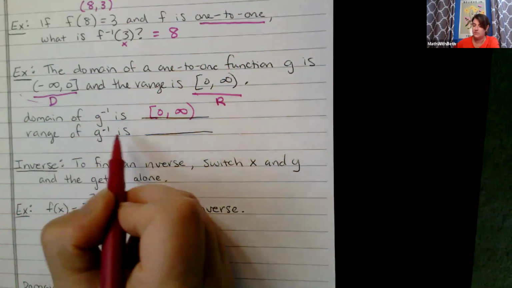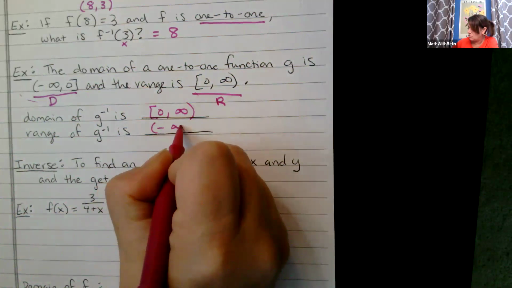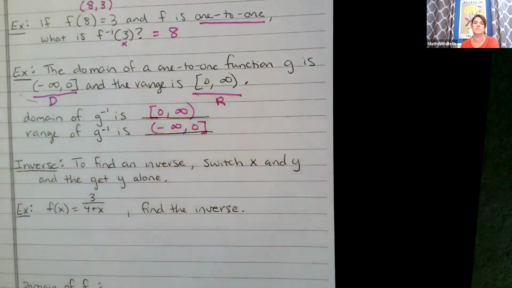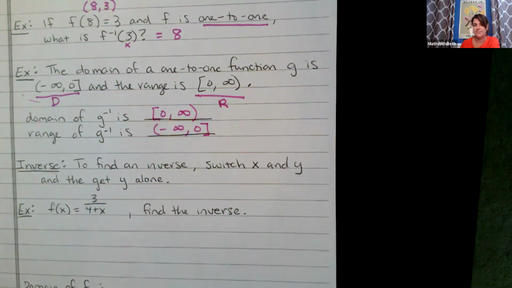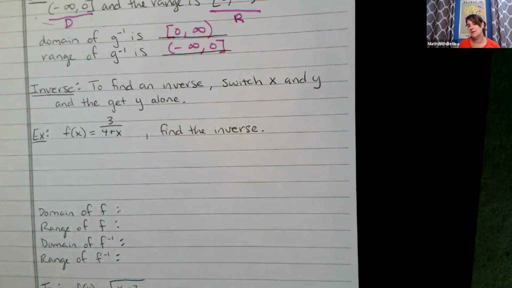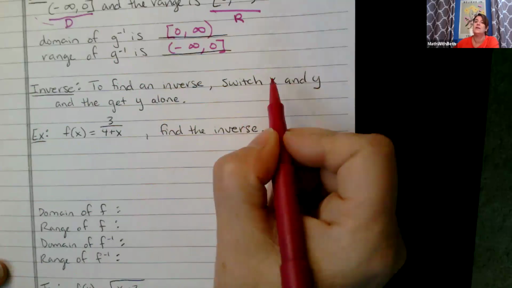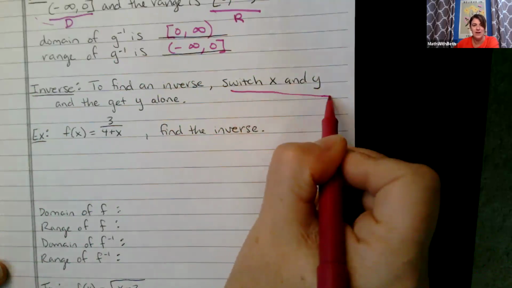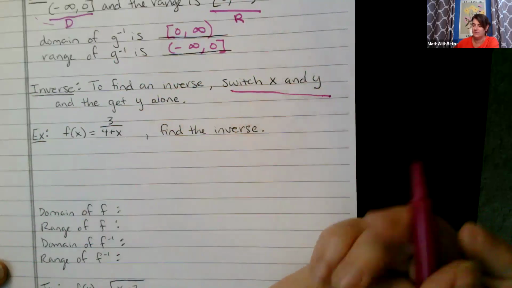And the range of the inverse would be the same as the domain of the original, because x's and y's switch. So now, how do we actually find an inverse equation? To find an inverse, switch the x and the y, and then get the y by itself.